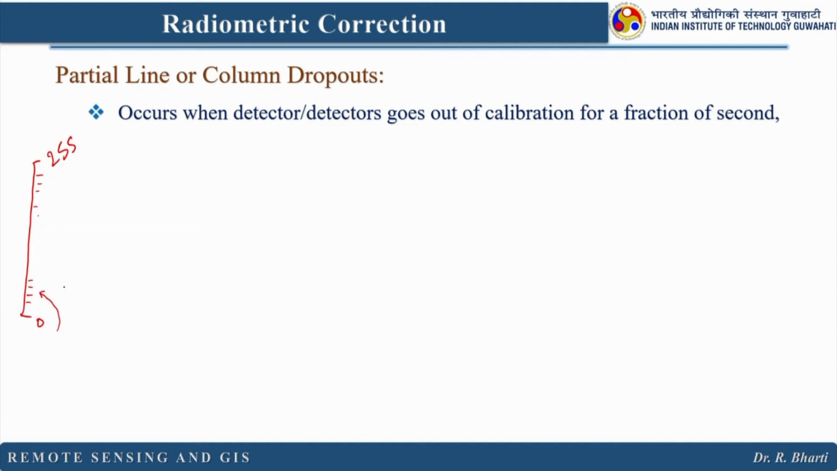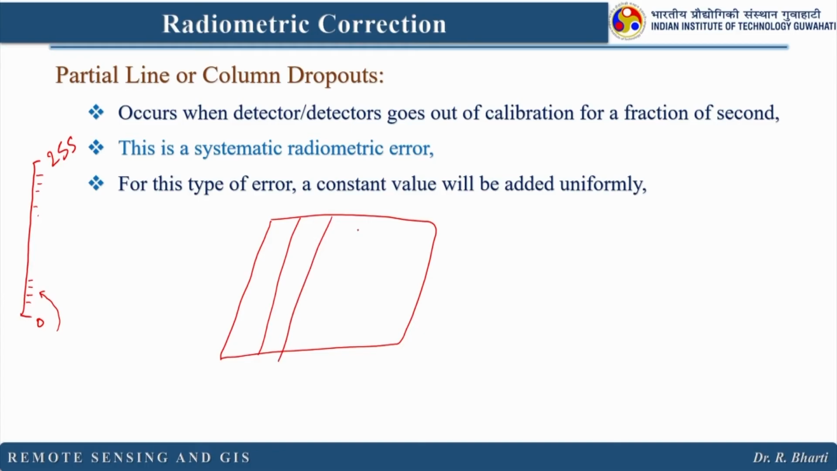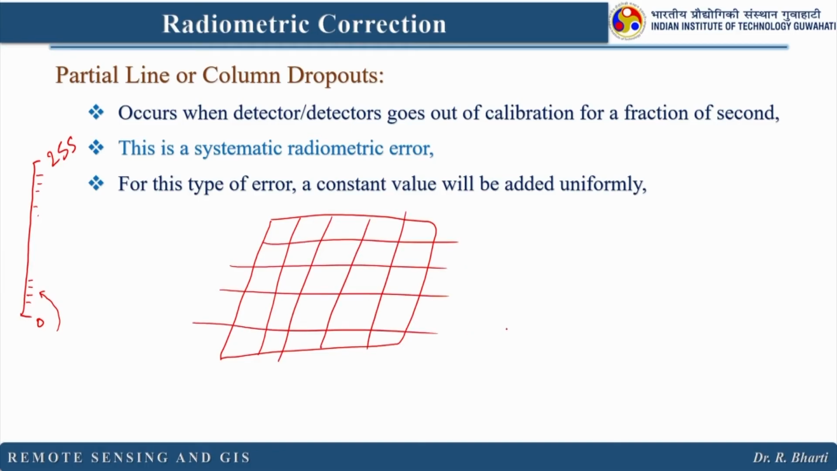So what is happening here? There will be a change in the calibration. There will be some value, but there will be a change in the radiometric scale. So this is a systematic error. Again, for this type of error, a constant value will be added uniformly. Here let us assume an image with all these pixels. This is nothing but a matrix. So what is happening? Let us put some values.